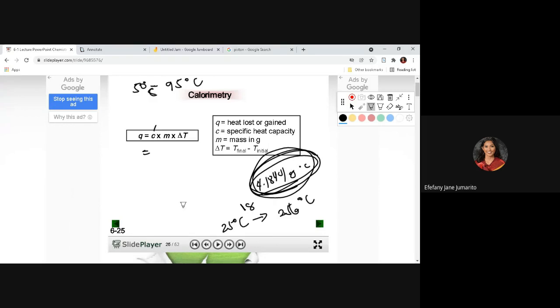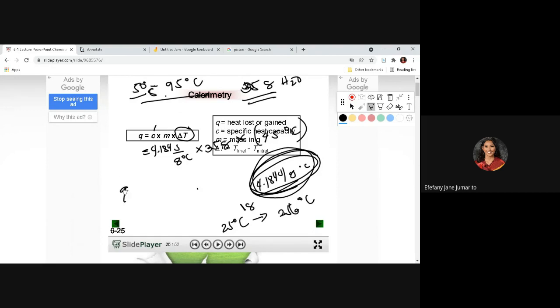Now, what if we have 35 grams of water? What is the amount of heat needed to raise your 35 grams of water from 50 degrees Celsius to 95 degrees Celsius? How much heat is needed? So we will use this formula, which is 4.184 joules per gram degree Celsius times the mass, which is 35 grams, times delta T. What is delta T? 45 degrees Celsius.